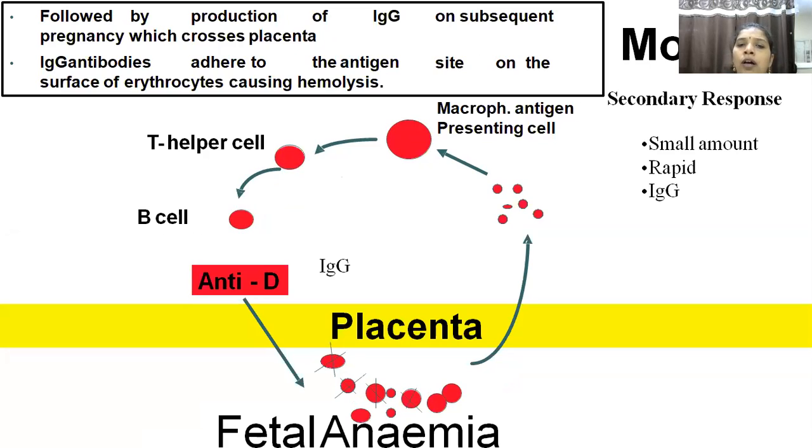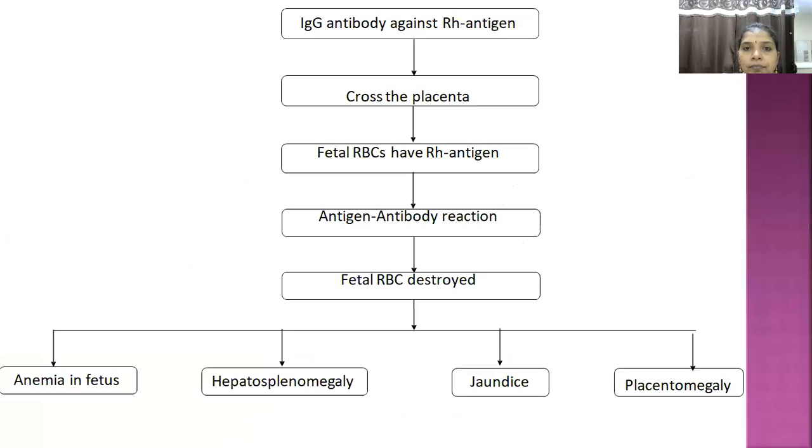The next baby is also Rh positive. In case of an Rh negative mother, the fetal blood cells cross the placenta and enter into the maternal circulation. There, macrophage antigen presenting cell, now T helper cell and B cell, through that IgG antibodies are produced. So followed by production of IgG in subsequent pregnancy, which crosses the placenta, IgG antibodies adhere to the antigen site on the surface of erythrocytes causing hemolysis.